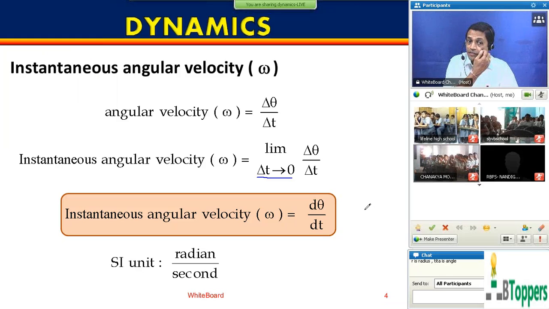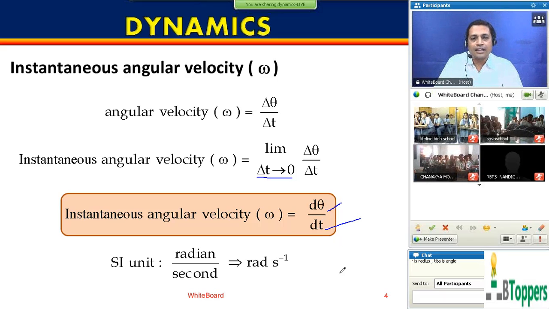Now, what will be the unit of angular velocity? In the numerator, you see that angular displacement is in radians. In the denominator, it is time, therefore it is in seconds. Therefore, it is radians per second. And when you bring it to the numerator, you write it as rad s to the power of -1.